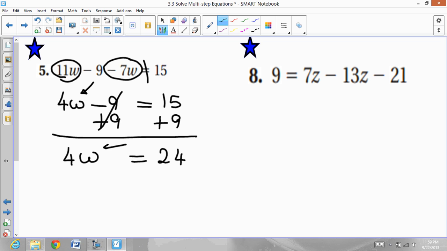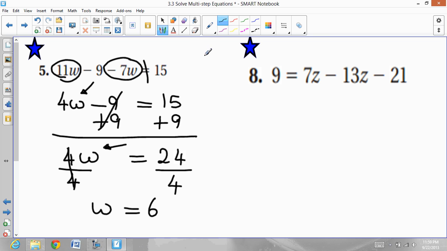Remember, you need to get the w to safety. So look at the 4 and the w. There is nothing in between, which means 4 is multiplying w. Since 4 is multiplying, the opposite of multiplying by 4 will be to divide by 4. Remember, this is a division symbol. So you divide by 4 on this side and do the same thing on the other side. 4 divided by 4 gives you a 1. 1 times w just gives you a w. 24 divided by 4 gives you a 6, and this is what you need.